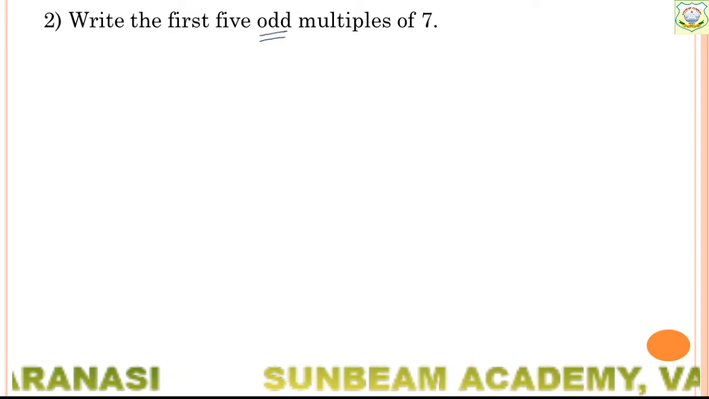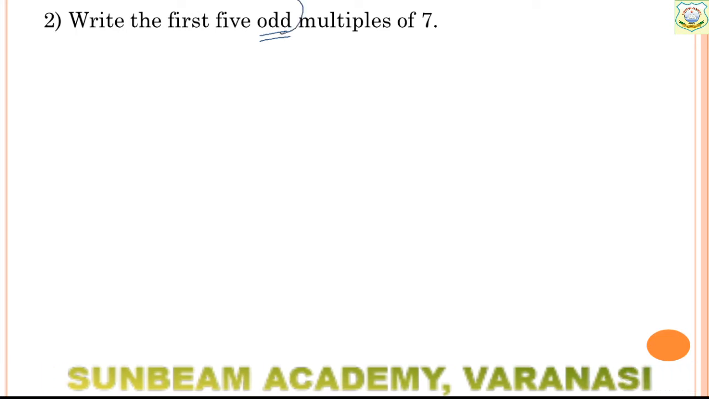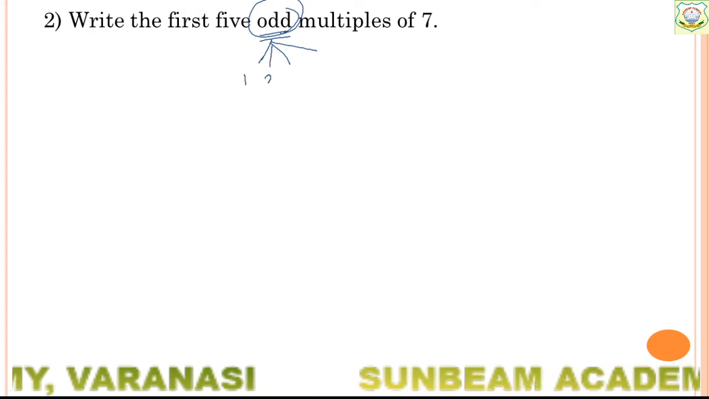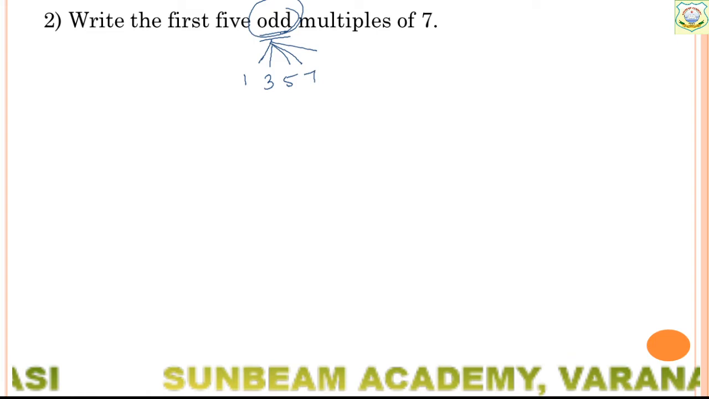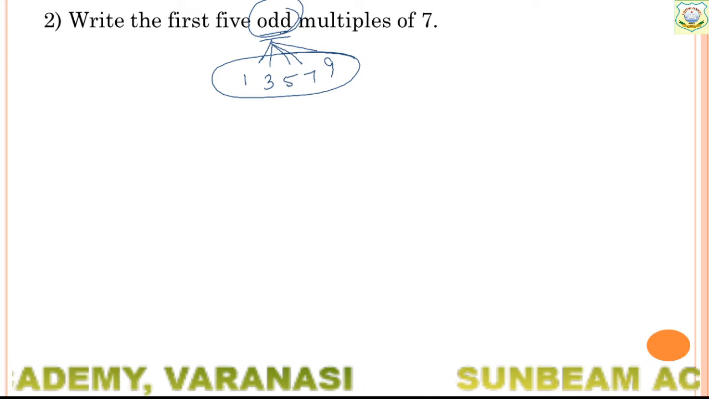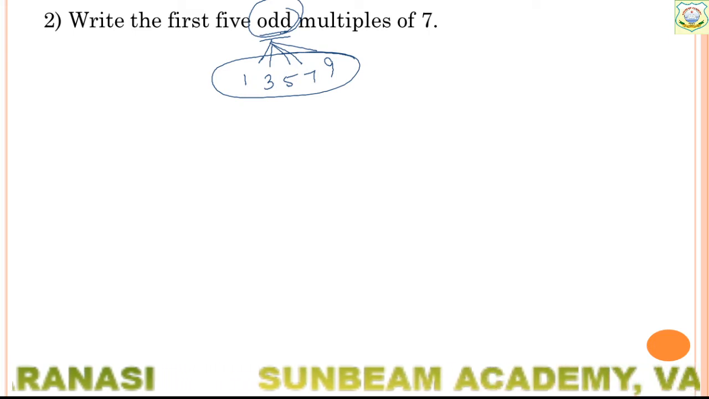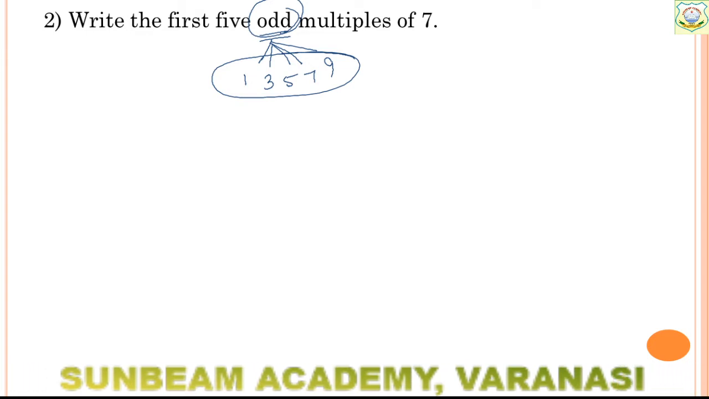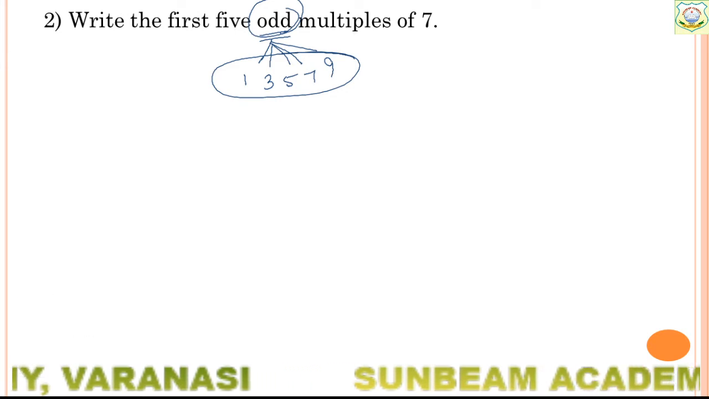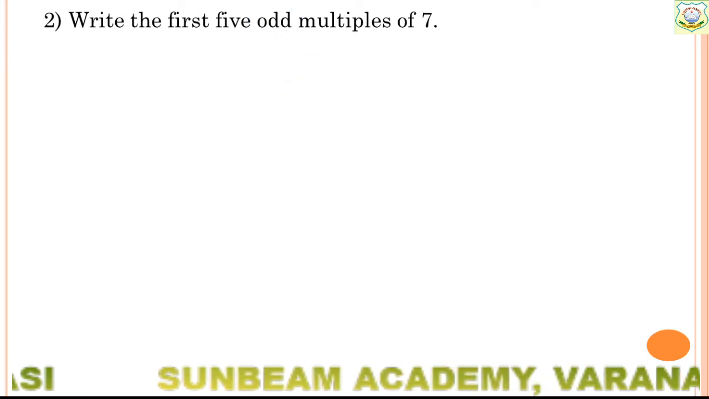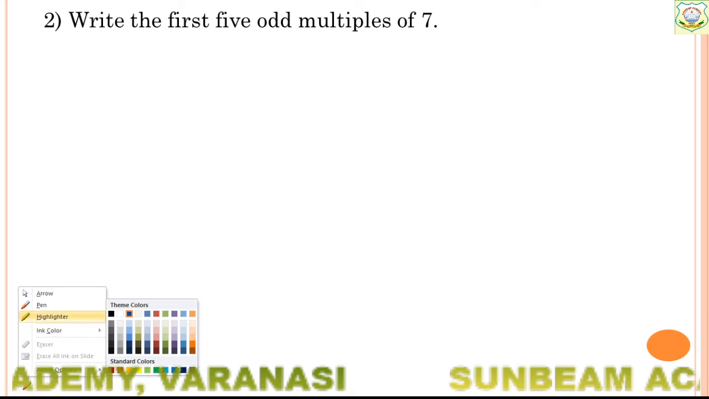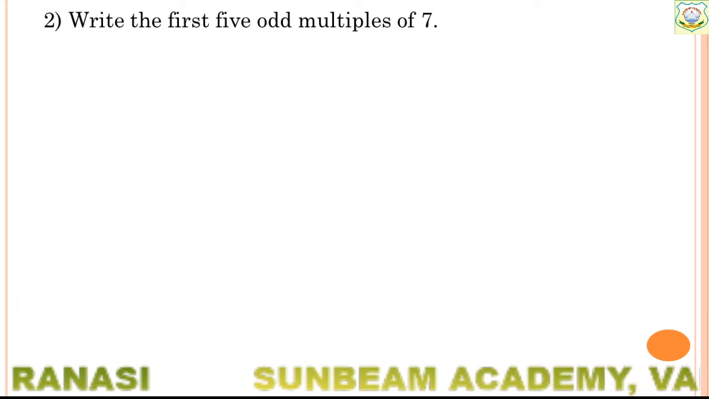So now what is an odd number? Okay. Yesterday we discussed what an odd number is. What are they? That is 1, 3, 5, 7 and 9. These are the odd numbers, right? So we have to find out the first 5 odd multiples of 7. Okay, no need to write this. I'm just erasing it. This is just an explanation part, so no need to write it. Only write down the heading with a black pen. Now let's start the solution.